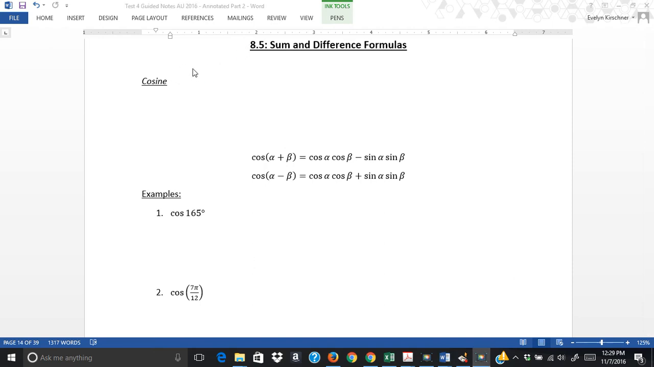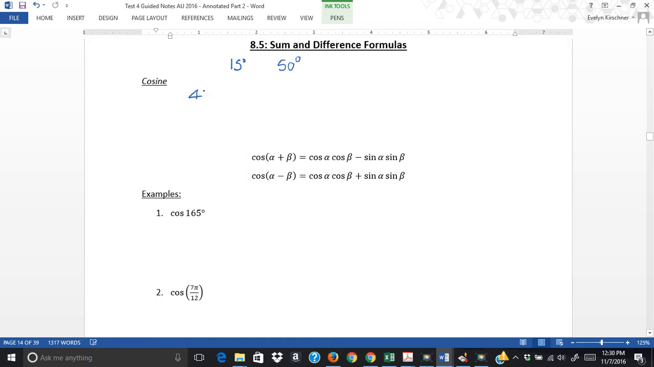Sum and difference formulas. What we're doing is talking about what happens if I cannot find the cosine of an angle because it's not on the unit circle. Let's say I want 15 degrees, or maybe 50 degrees. Sometimes, not always, I can find two angles that I can add or subtract together to get what I'm looking for. So let's say I wanted 15 degrees.